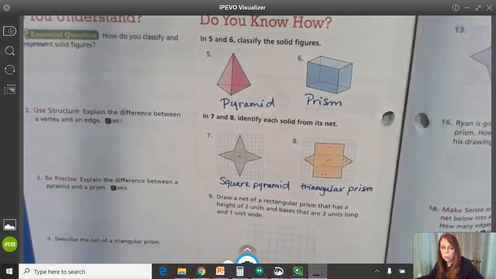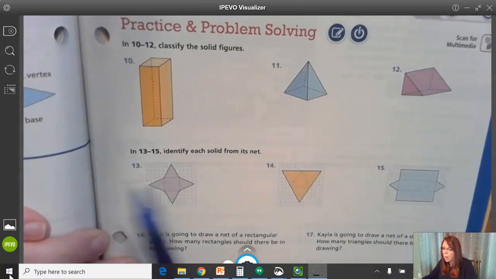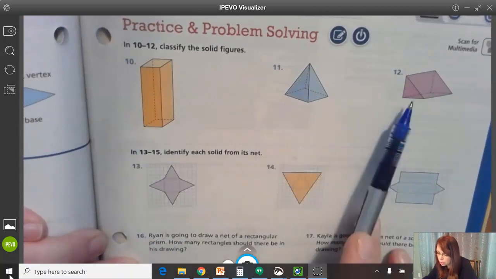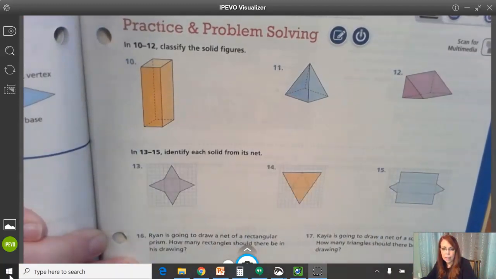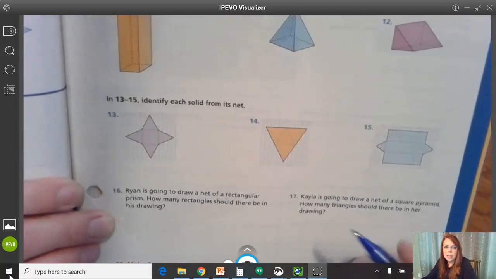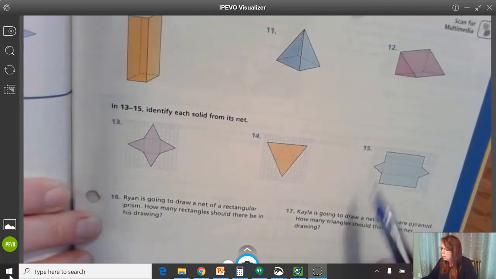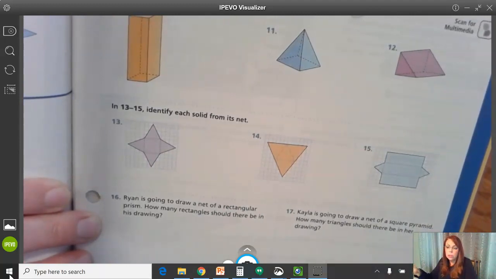Okay, let's move over to page 417. All right, on page 417, I would like you guys to do 10, 11, 12, 13, and 14. Just give that a shot. For number 15, we'll do this together. So how do you figure out what this shape looks like if you folded it back up?